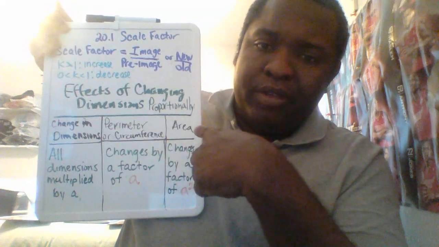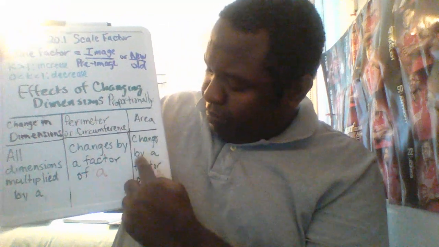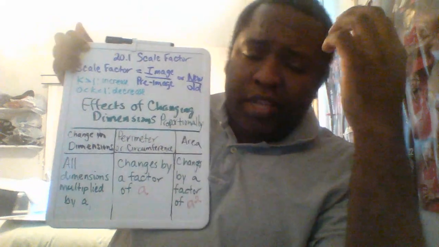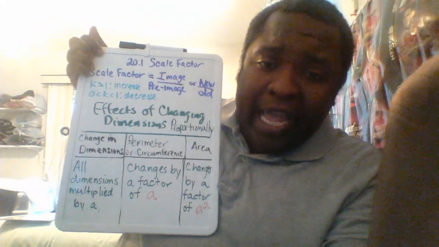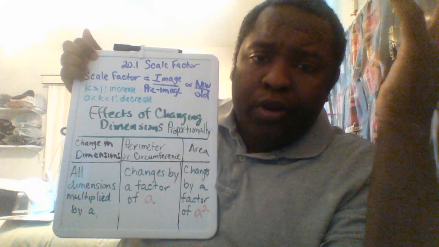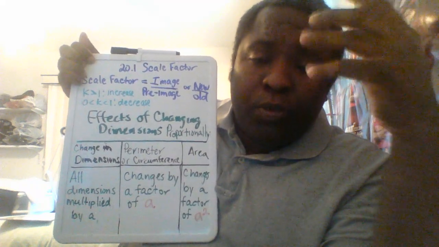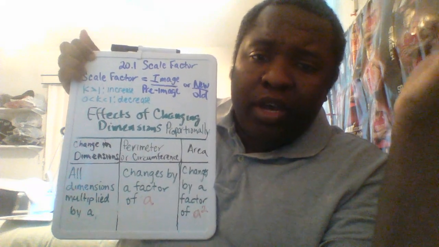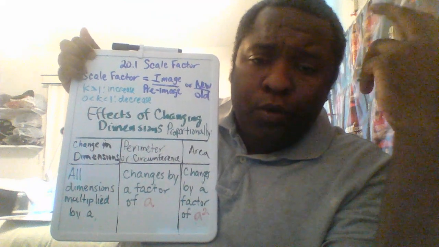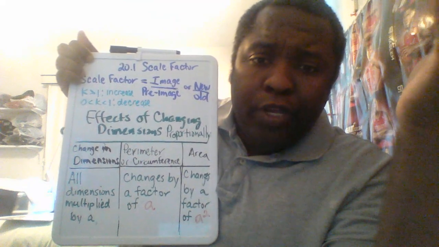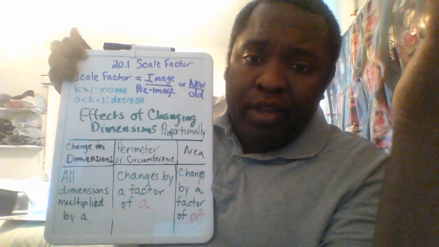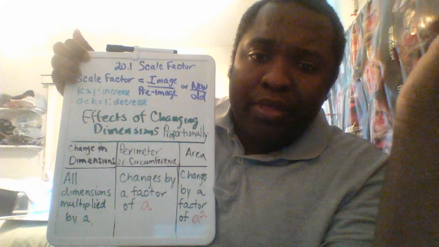And we also have area. Okay, so this is saying it changes by a factor of a squared, okay? So what does that mean? Just to give you an example, if your scale factor is 2, then your change will be 2 squared, which will be 4. So if you start with an area of 20 units squared, then if you multiply by 4, you'll see that it will become 80 units squared, okay?